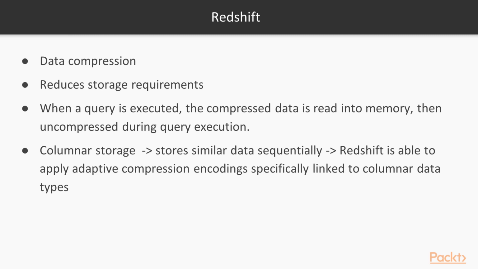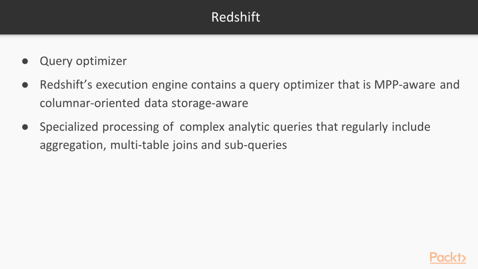And again, data is stored in a columnar fashion. So similar data is stored sequentially, and Redshift is able to apply adaptive compression encoding specifically linked to the column data types and the column data that's requested in the query. Redshift also features a very advanced query optimizer. The way this works is the Redshift execution engine contains a query optimizer that's massively parallel processing aware and also aware of the columnar-oriented data storage method that Redshift uses.